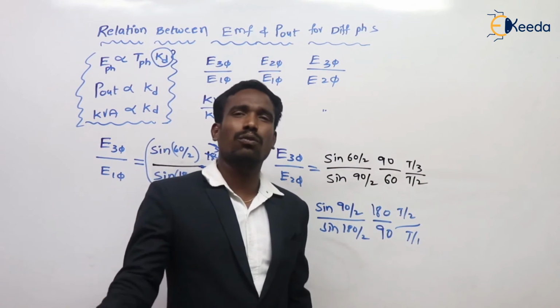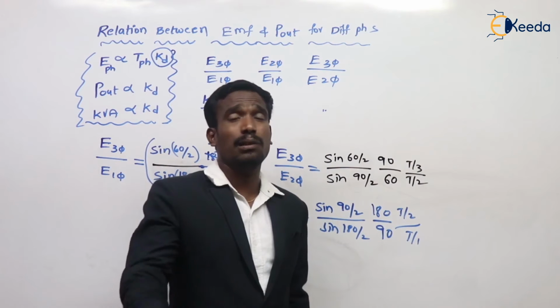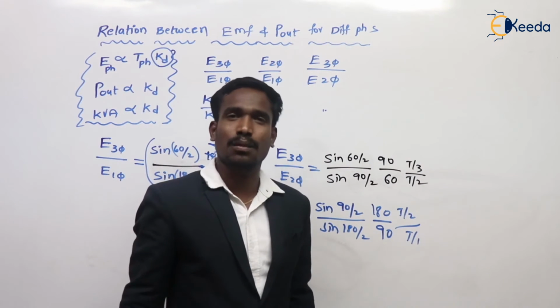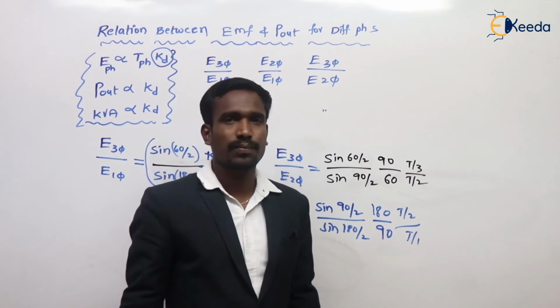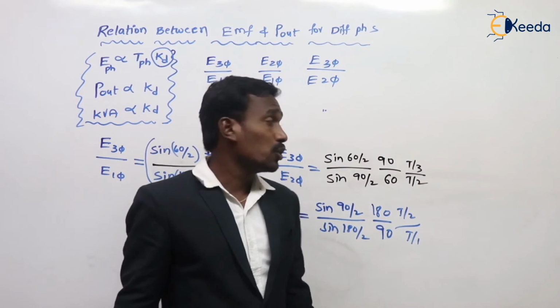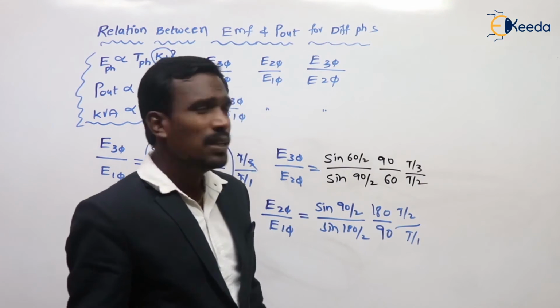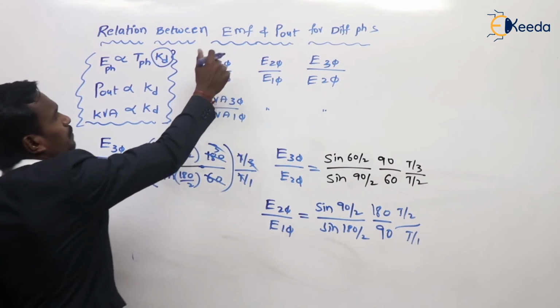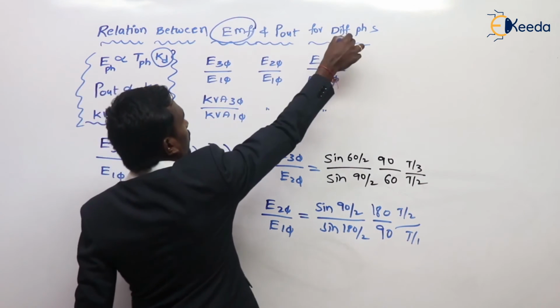1.06, 1.414, 0.91, only those values. Only 4 values are repeated. 0.57. Only those 4 or 5 values are repeated. You should do it like this. This is the problem on the relation between EMFs for different phases.